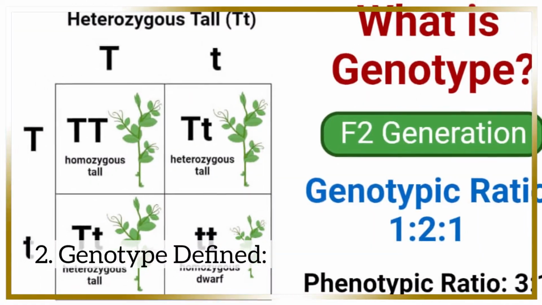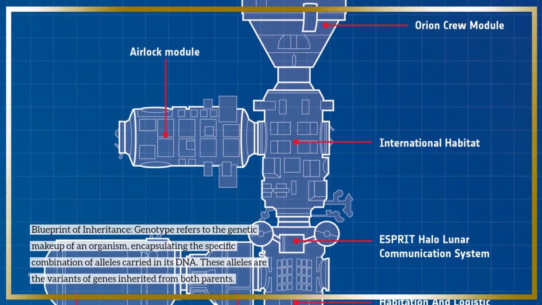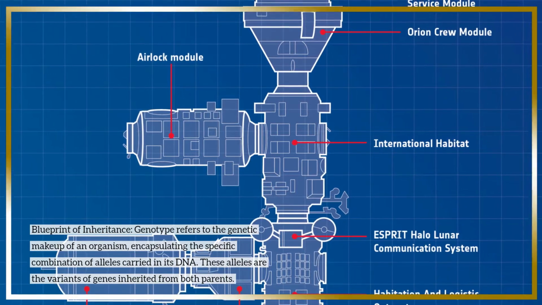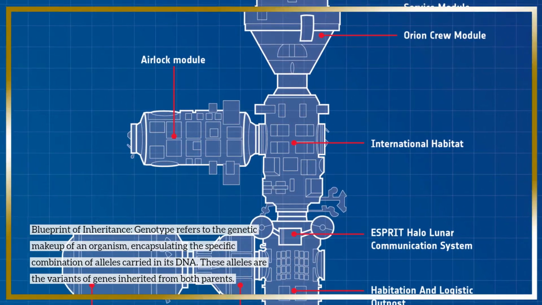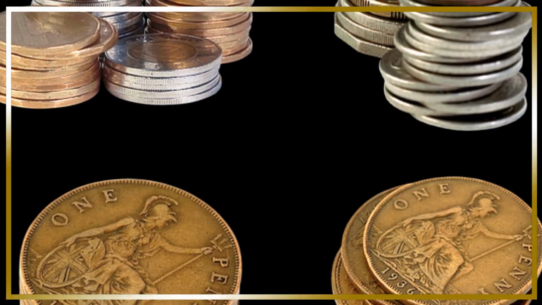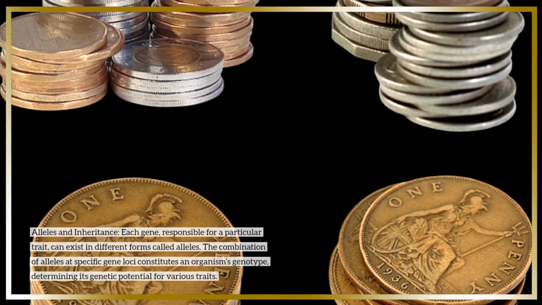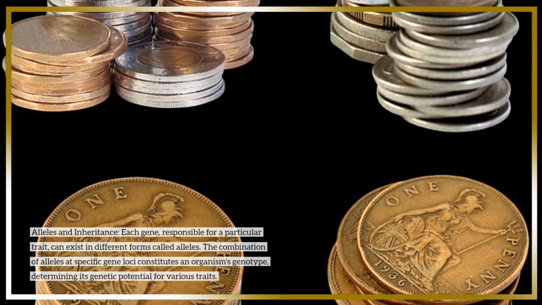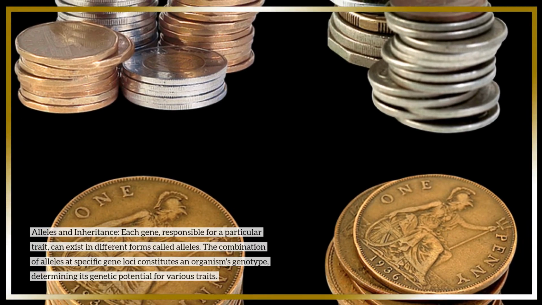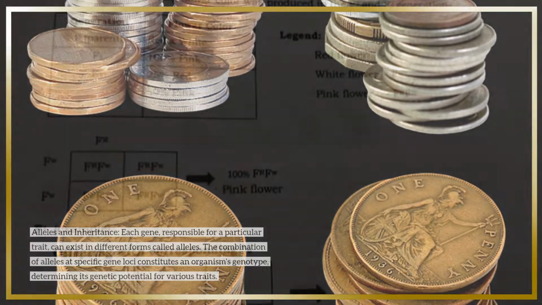2. Genotype defined. Blueprint of inheritance. Genotype refers to the genetic makeup of an organism, encapsulating the specific combination of alleles carried in its DNA. These alleles are the variants of genes inherited from both parents. Alleles and inheritance. Each gene, responsible for a particular trait, can exist in different forms called alleles. The combination of alleles at specific gene loci constitutes an organism's genotype, determining its genetic potential for various traits.